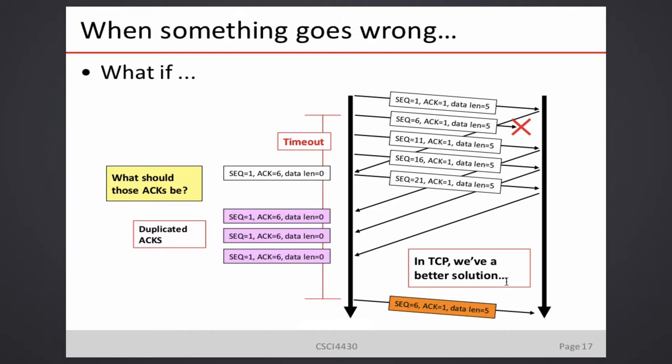And look at the sequence numbers. They're in good shape, right? One is 1, and then plus 5 equals 6, 6 plus 5 equals 11, all the way down to 21.